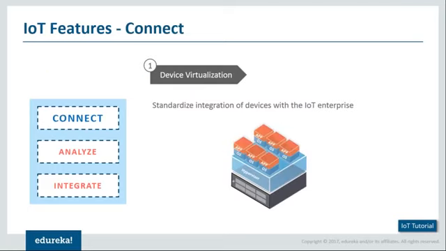Let's start with connect. Now the first stage of connect is device virtualization, because what you need to first do is that you need to standardize the integration of the device to the enterprise platform which is present on the cloud. Okay, now it could be present on a cloud, it could be present on a server, but again it's all going to be connected through the internet. So what I need to do is that I need to ensure that certain level of standard is present on the device so that it can go on and connect to my Internet of Things platform.